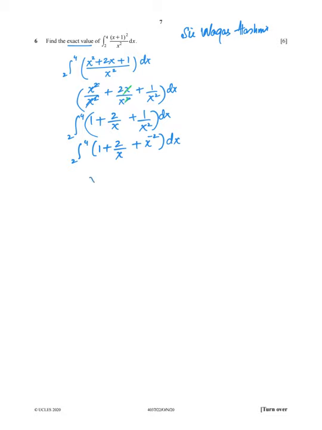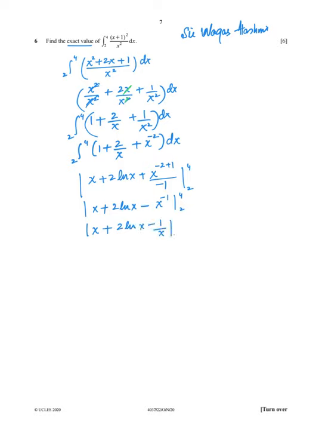The integral of 1 is x. Plus 2, the integral of 1 upon x will be ln x, plus here it will be the integral of x power minus 2, it's minus 2 plus 1 divided by the whole power, that is equals to minus 1, and we have the limits from 2 till 4, right? So if I simplify it, it's x plus 2 ln x minus x to the power minus 1, with limits 2 and 4, and I can simplify it further, x plus 2 ln x minus 1 divided by x with the limits of 2 and 4. And after that I will place the limits here.